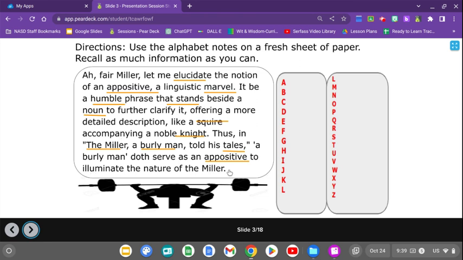Now that you've had a chance to review what an appositive is and the words of a medieval knight, take a moment right now to write this alphabet. Start with A, B, C, D, E, F, G, H, I, J, K, L, M, N, O, P, Q, R, S, T, U, V, W, X, Y, Z.